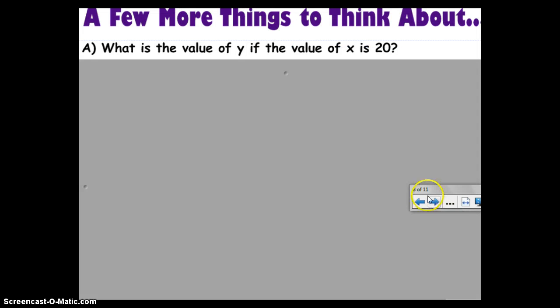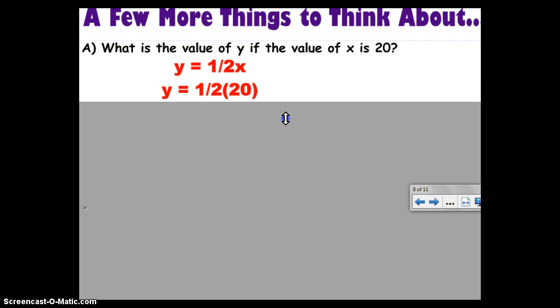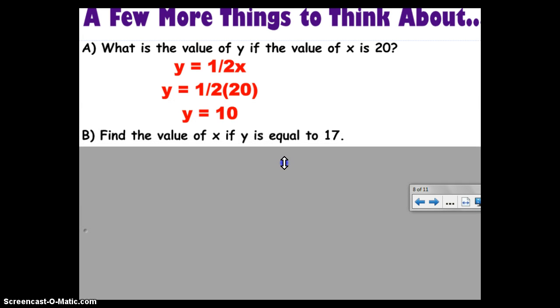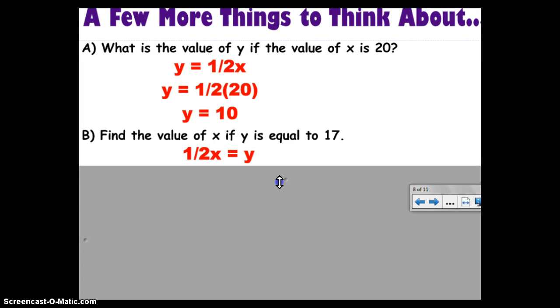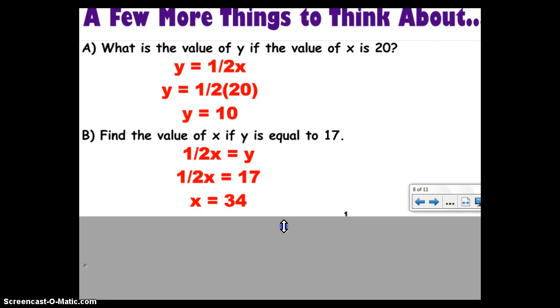As I answer the questions underneath, what is the value of y if x is 20? I take my equation, plug in 20 for x, half of 20 is 10. Find the value of x if y is 17. This time I am given the value of y, so I will replace the y with a 17. The opposite of multiplying by 1/2 is to multiply by 2. And when I do that, I get x equals 34. This means that half of 34 gives me 17.